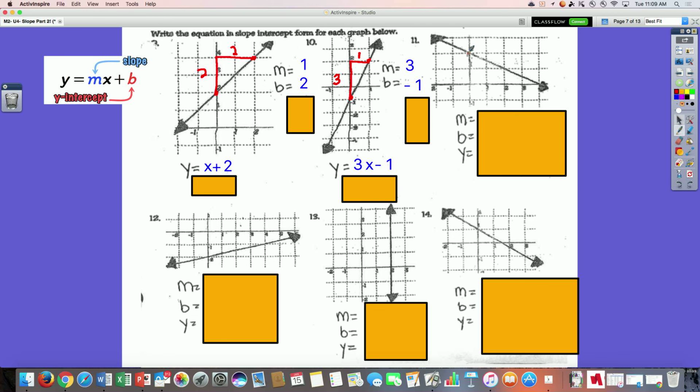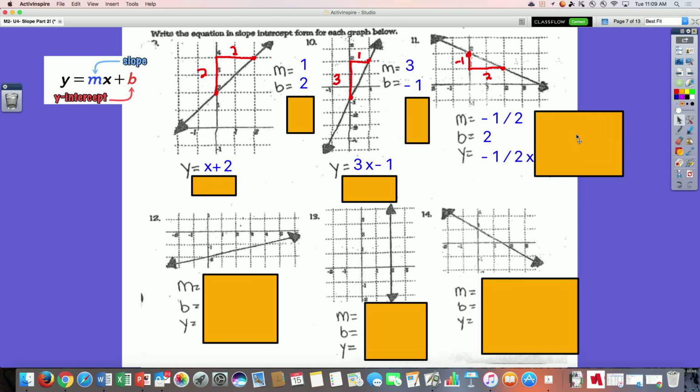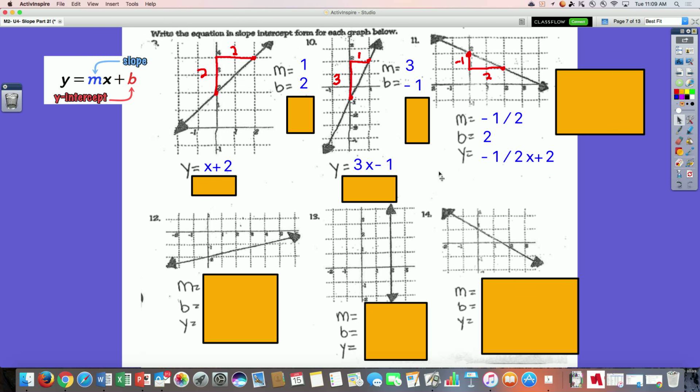All right. Pick a point here. Pick a point here. Rise up, which is negative, right? Nice, negative. Over 2. So my slope for that line, it's a fraction, -1/2. Where does it cross that y-axis? At 2. Right there, crosses at 2. Plug those numbers into my formula. Y equals -1/2 x plus 2.